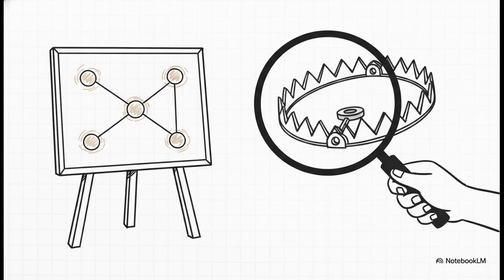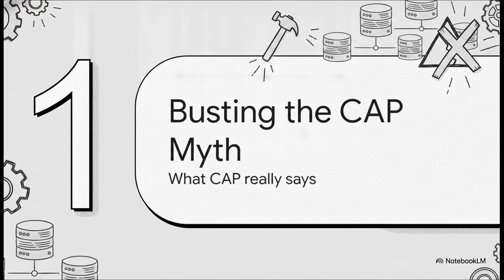But here is the secret. That framing, it is a complete trap. If you sit down with a hiring manager and confidently declare that you just pick 2 out of 3, you're instantly signaling that you are designing for a whiteboard in some perfectly sterile room, not the messy reality of production systems. Section 1. Busting the CAP Theorem myth.